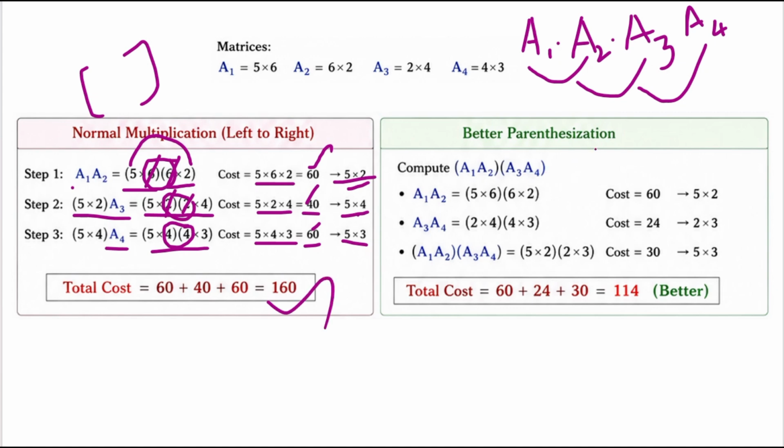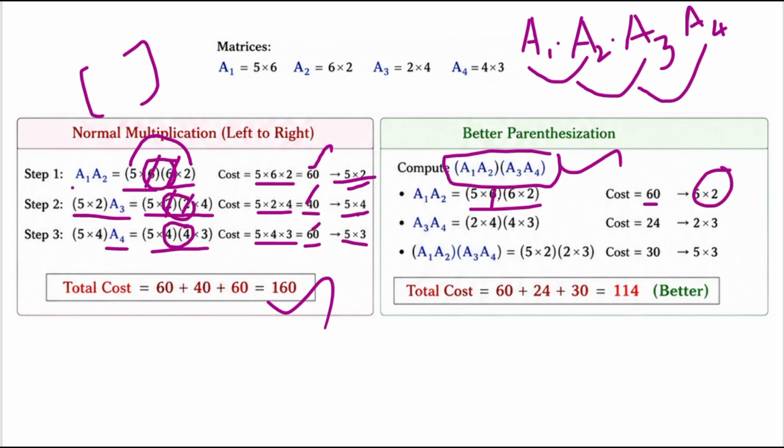But here we are using the DP method. We find which parenthesization is best to give the minimum number of scalar multiplications. So first we find A1 and A2, then A3 and A4, then finally multiply these two matrices. This is best; we choose this using the DP method. Just to justify this result: for A1 and A2, the scalar cost is 60. 5 into 6 into 2, that is 60. The resultant matrix is 5 into 2.